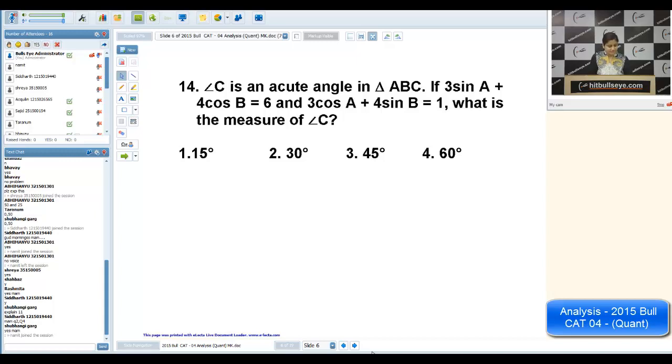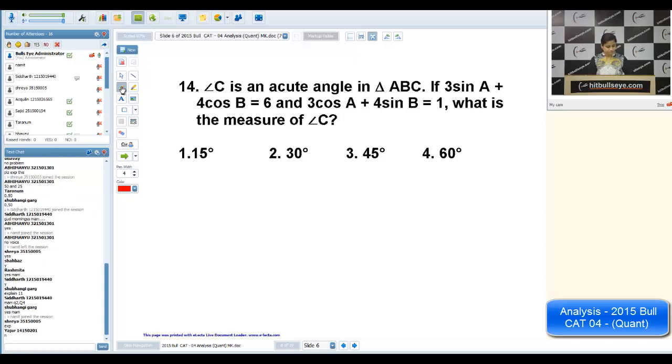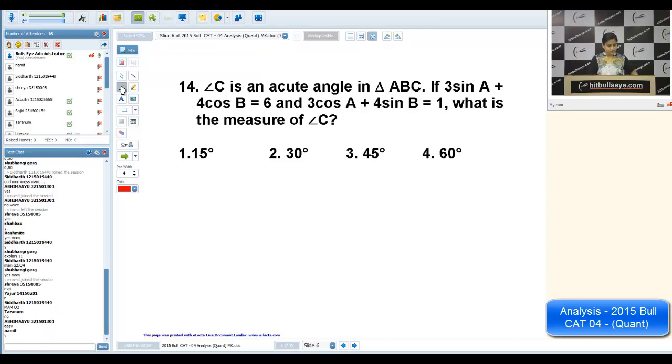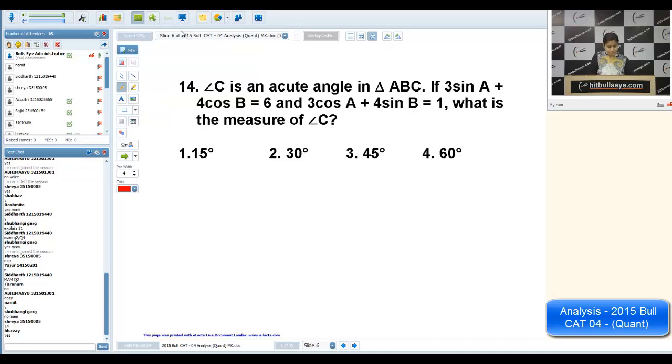What is the problem in this question? Question number 14. It is reported as a difficult question. Yeah, question number 14, any problem? Yes, all of you, first of all, let me complete all the difficult and medium level questions, then I'll come to your doubts.